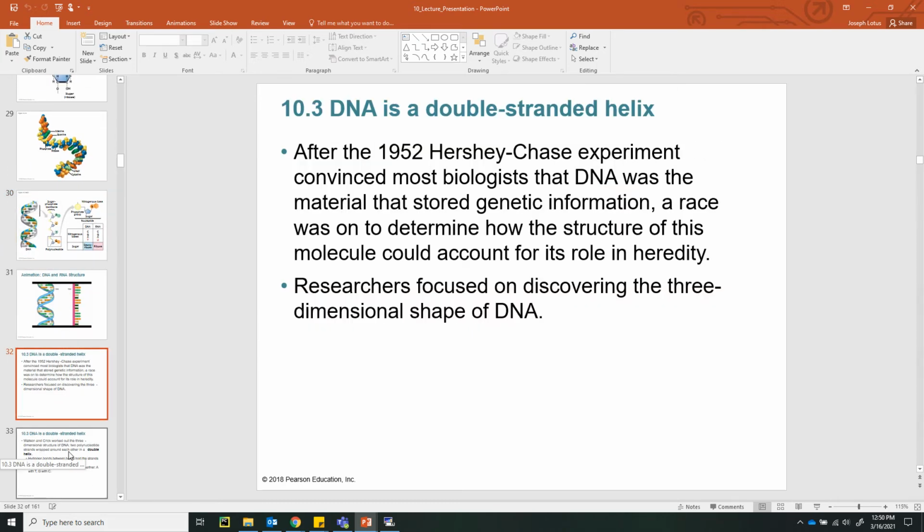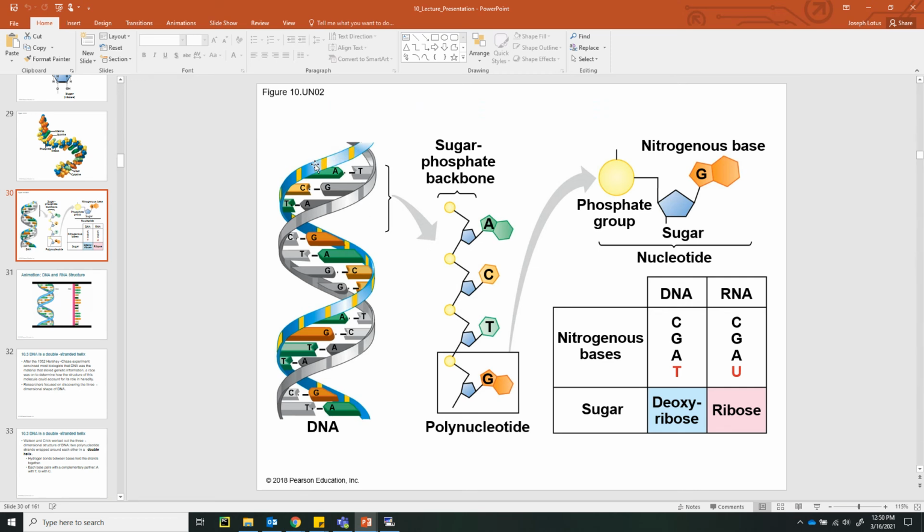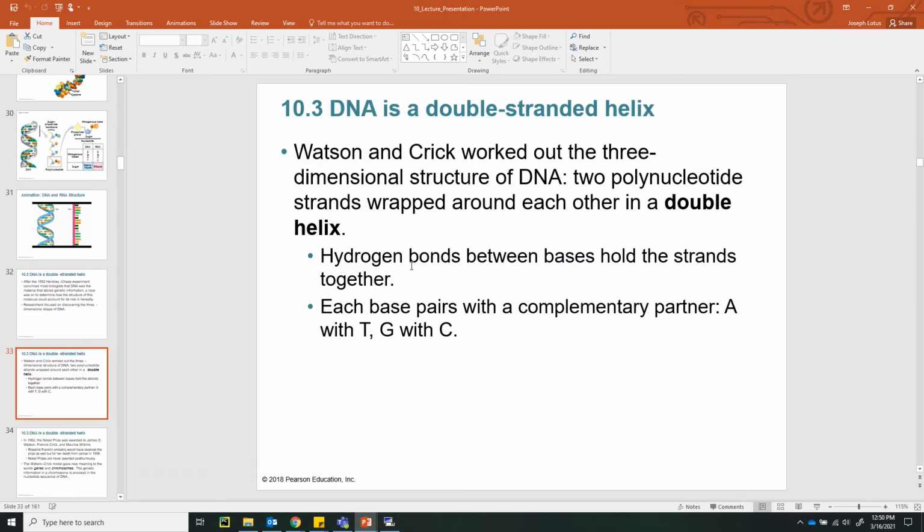We also know the shape of DNA. The shape of DNA is called a double helix. It kind of looks like a twisted rope ladder. The vertical parts of the ladder would be this sugar phosphate backbone, the blue and yellow part, and the horizontal parts of the ladder with the genetic code, those are the nitrogenous bases. That shape is called a double helix.